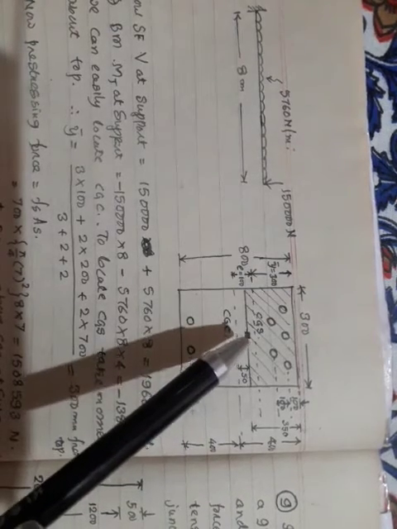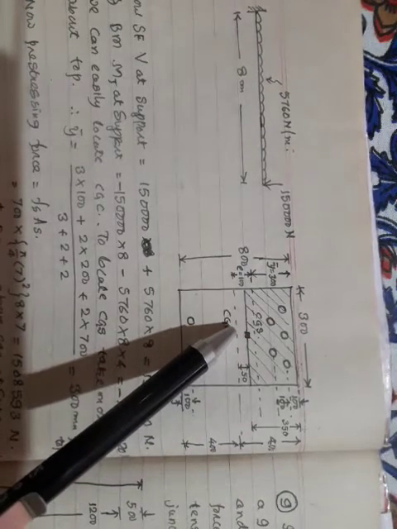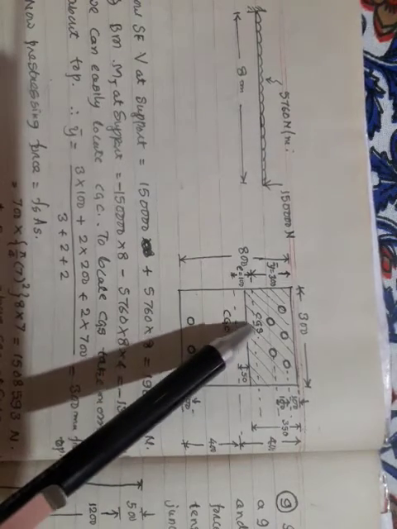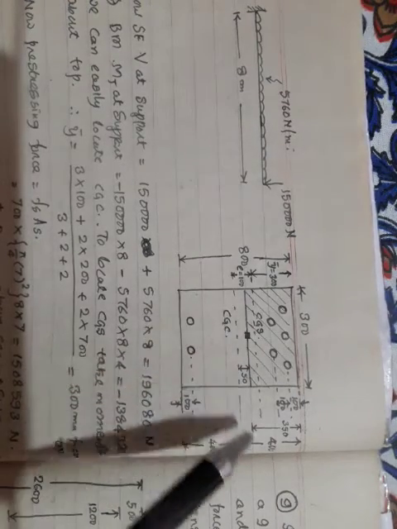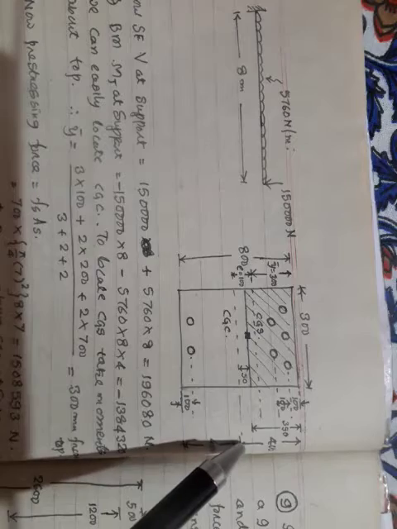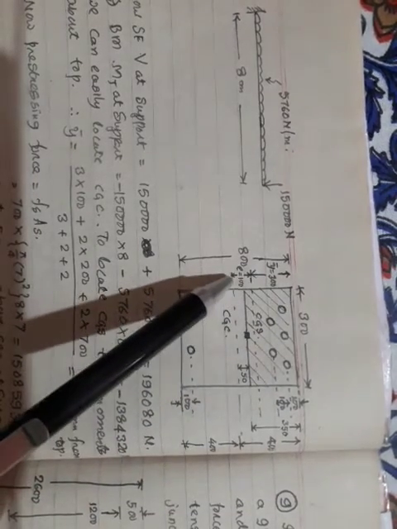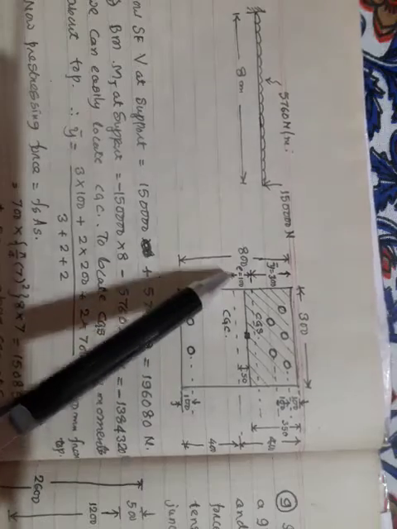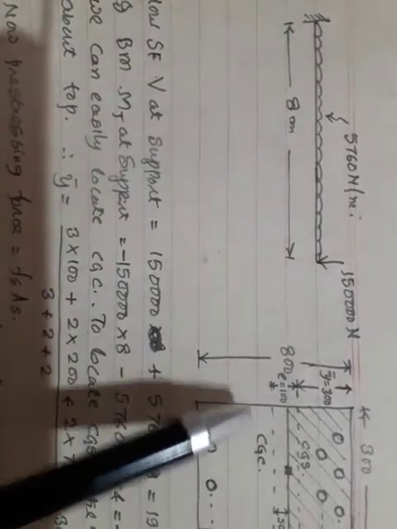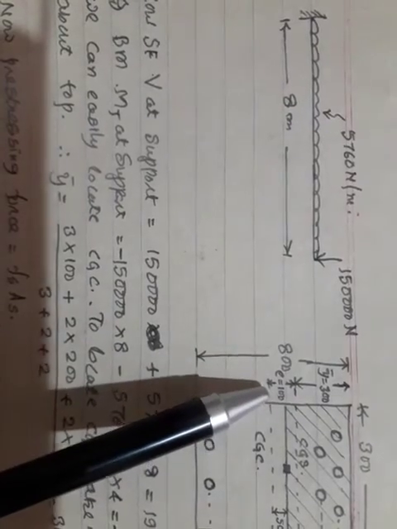So now I think the distance between CGC and CGS is your eccentricity. So eccentricity can be now easily calculated. 400 minus 300 will give me the eccentricity as 100 mm. Am I right? So that also I have marked here now. You can see, okay, eccentricity is now 100 mm. Okay, so the same thing is now here.